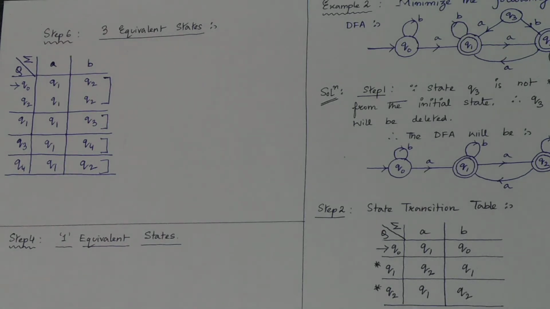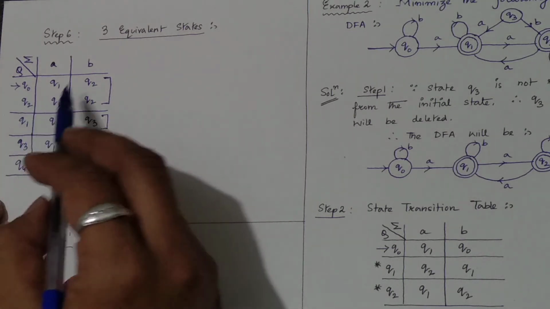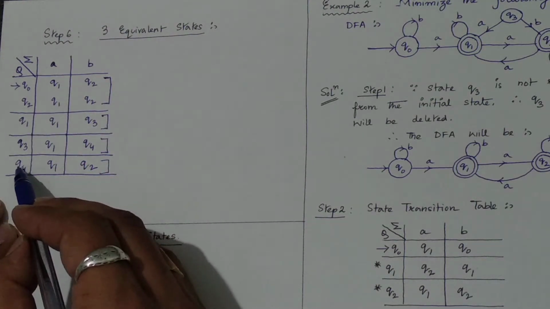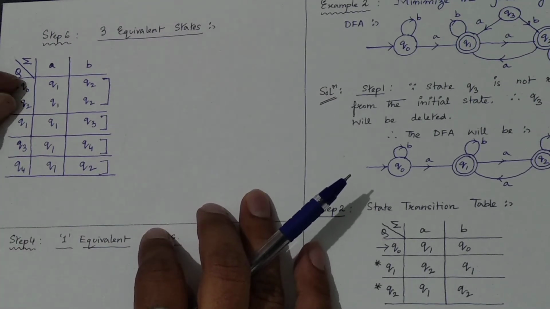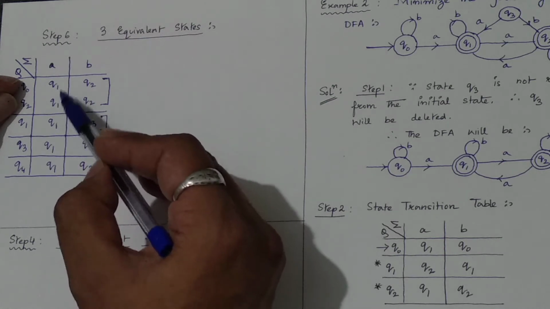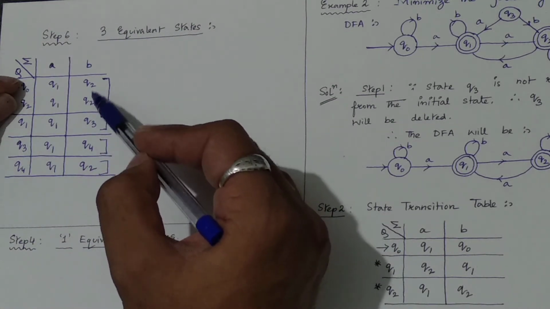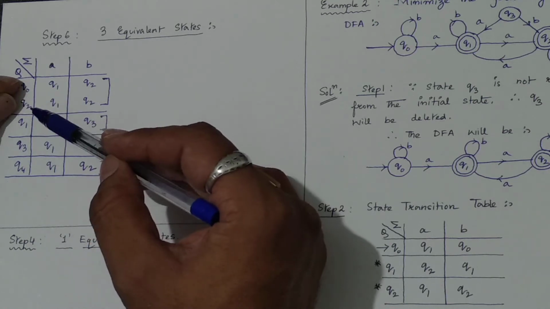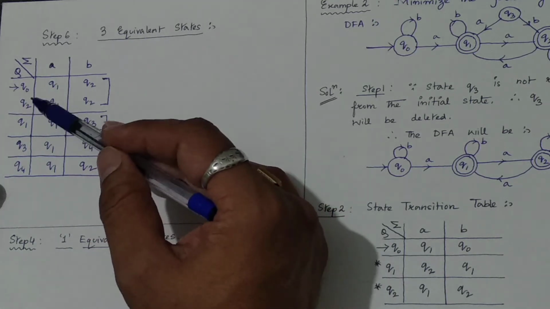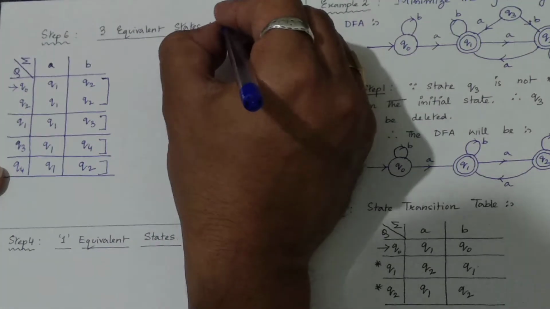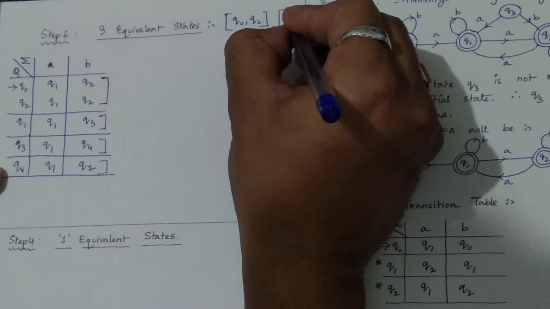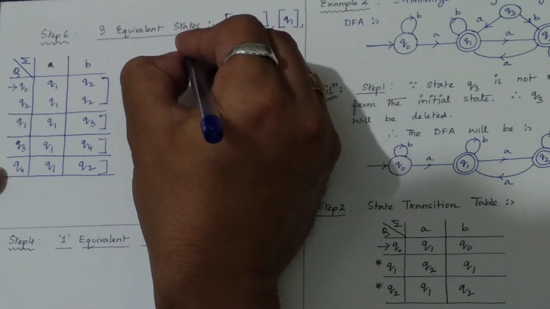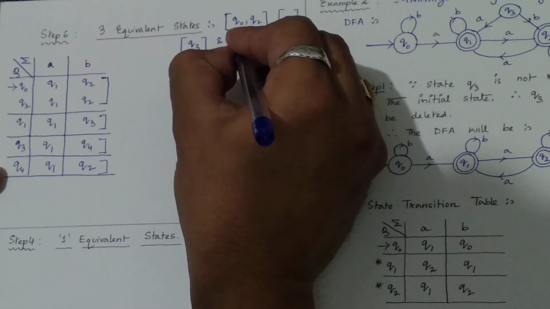So let me check again how to find this out. Now these are the single groups, so no need to check. I have to check only this group because this is a combination of two states. Q0 and Q2 on seeing A, where is it going? Same state. And on B it is going to the same state. So can these two pair with each other? Yes, definitely these two can pair. So in three equivalent states, Q0 and Q2 will come together. Then Q1 was already a single state, no need to check. Q3 was a single state and Q4 was a single state.